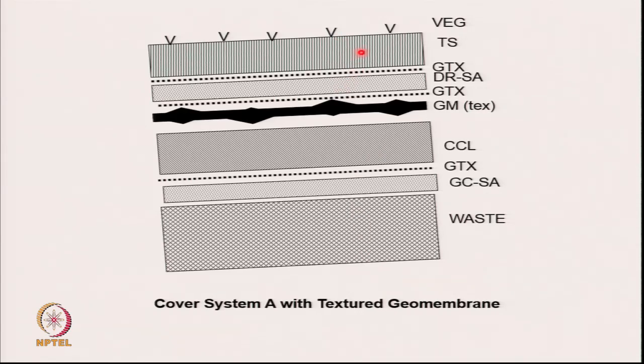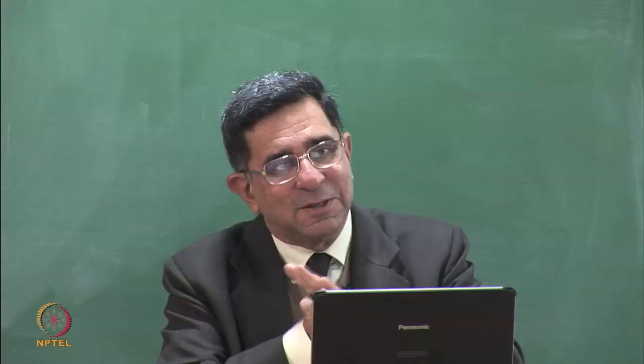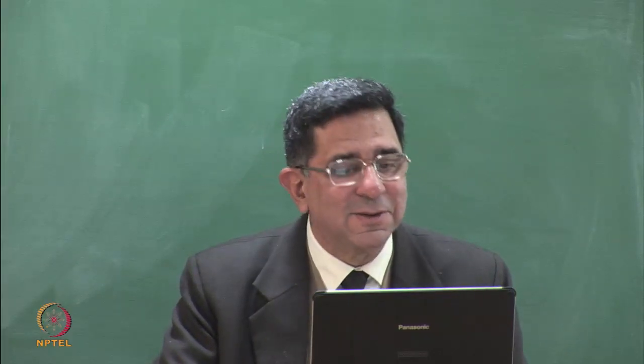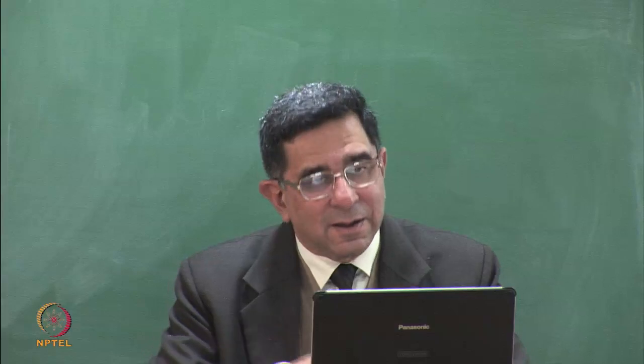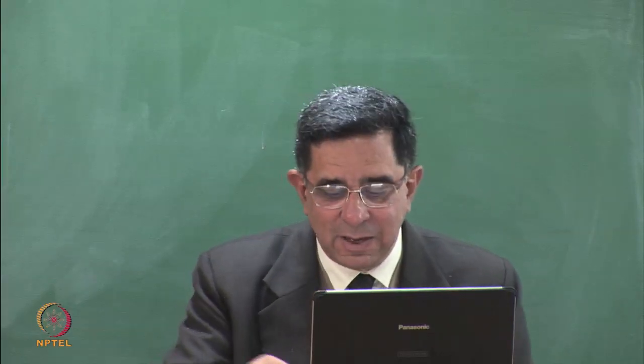It's the same cover: topsoil, drainage, geomembrane, compacted clay liner. First, we used to use smooth geomembranes. I made it a little thorny, so now we are using textured. First we only started texturing at the top, making it rough at the top so that there was a good phi dash with the sand. But now they are texturing at the bottom as well, so that there is good roughness with the clay as well.